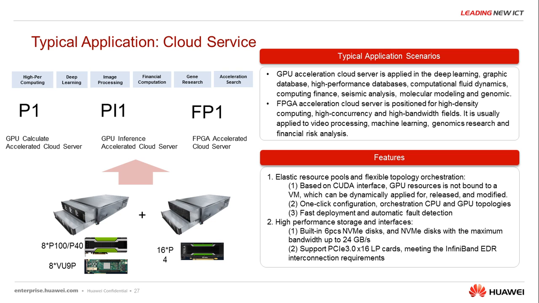GPU Acceleration Cloud Server is applied to deep learning, graphics database, high-performance databases, computational fluid dynamics, computing finance, seismic analysis, as well as molecular and genomic modeling. FPGA Acceleration Cloud Server is positioned for the high-density computing, high concurrency, and high bandwidth fields. It is usually applied to video processing, machine learning, genomics research, and financial risk analysis.